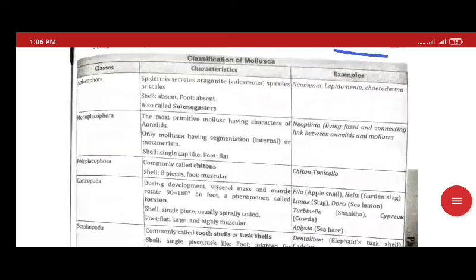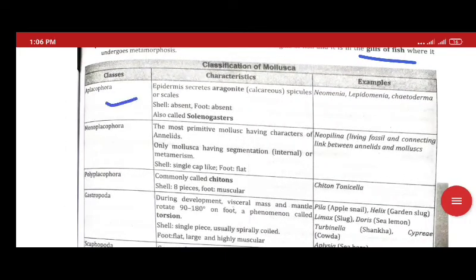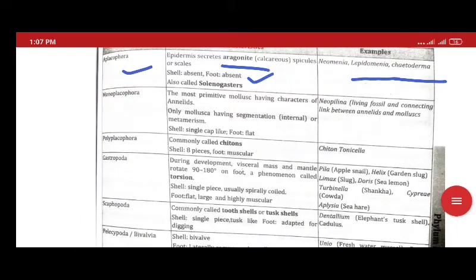Now the first class is Placophora. In Placophora, they secrete aragonite or calcareous spicules or scales. In this, shell and foot both are absent. Now examples are Chaetoderma and Lepidomenia. These are two more important examples.